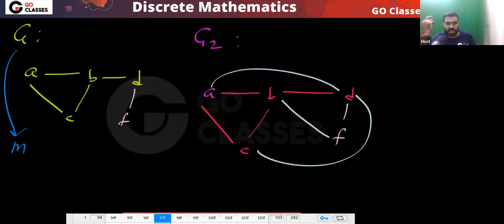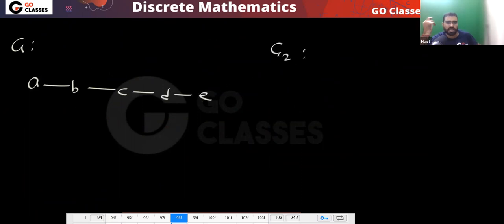So tell me, if I give you this graph, what is the new graph that you will get? If your G is this, let's assume A, B, C, D, E, then what will be G2? Anyone? So G2 will be like this, A, B, C, D, E. They will be the same. But because in M square there is a walk of length 2, this edge you will put.